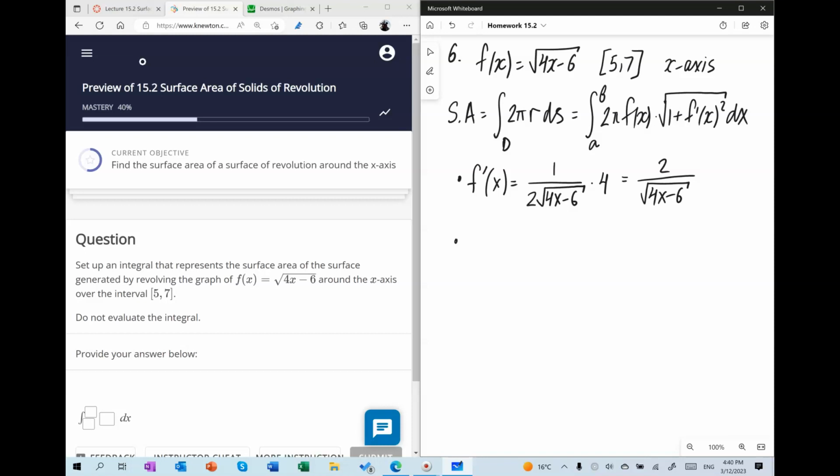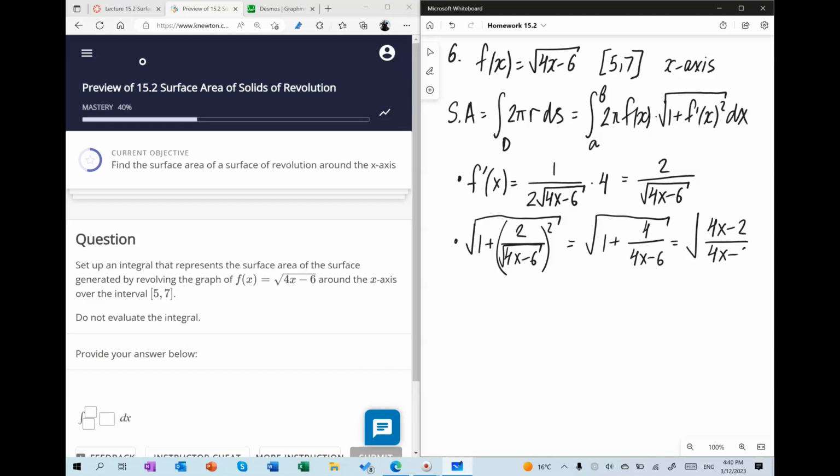Then we're going to set up this integrand. And let's simplify it just a bit. We can totally simplify it a bit more. So we have 4x minus 2 over 4x minus 6. I know it may not be helpful in terms of actually advancing our integral, but we are not asked to find the integral, we're just asked to set it up.